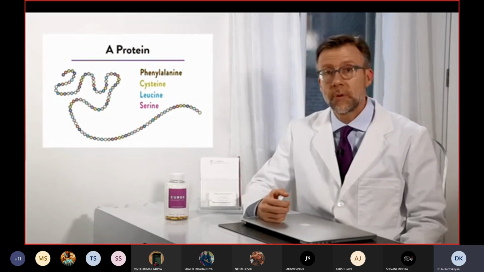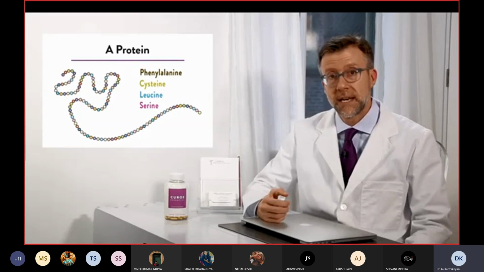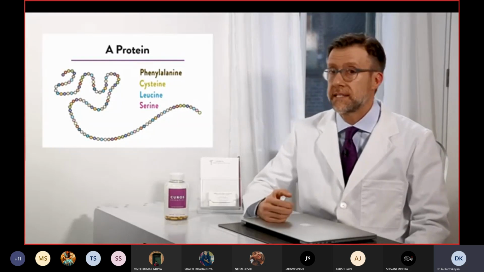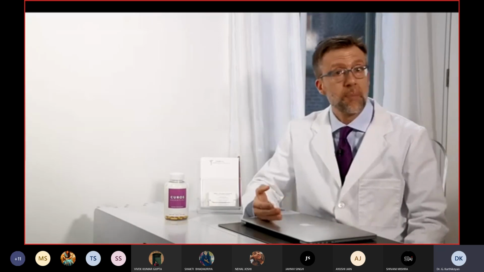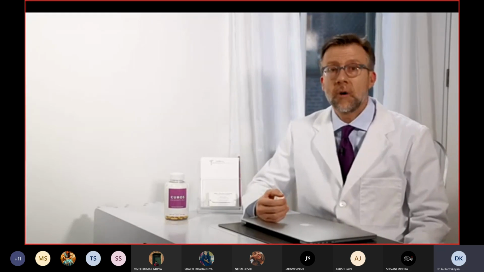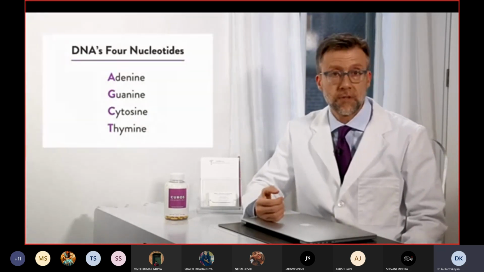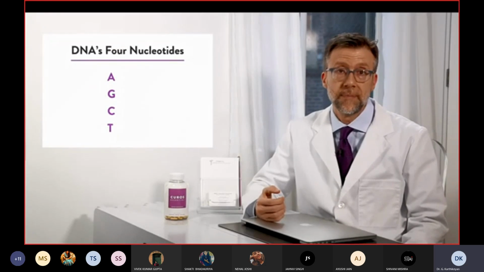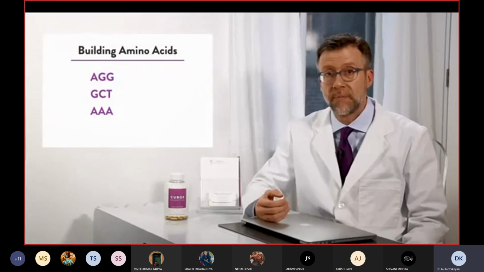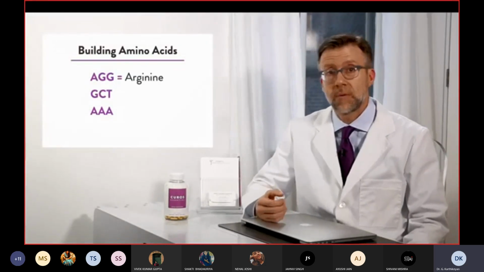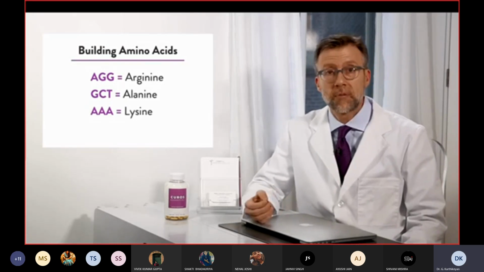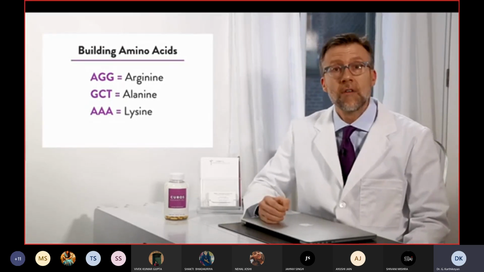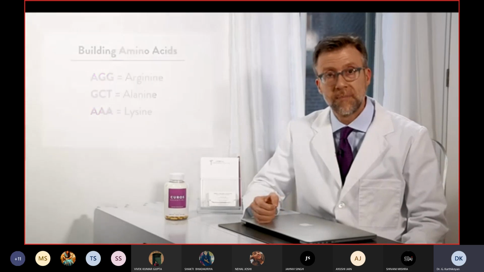So the way your DNA codes for proteins is by telling your cells which amino acids to stick together in what order. And it does that by using a simple code. It says, okay, I've got 4 nucleotides to choose from, A, G, C, or T. I'm going to grab any 3 of them, so AGG or GCT or AAA. Every possible combination of 3 nucleotides is a code for one of those 20 amino acids.